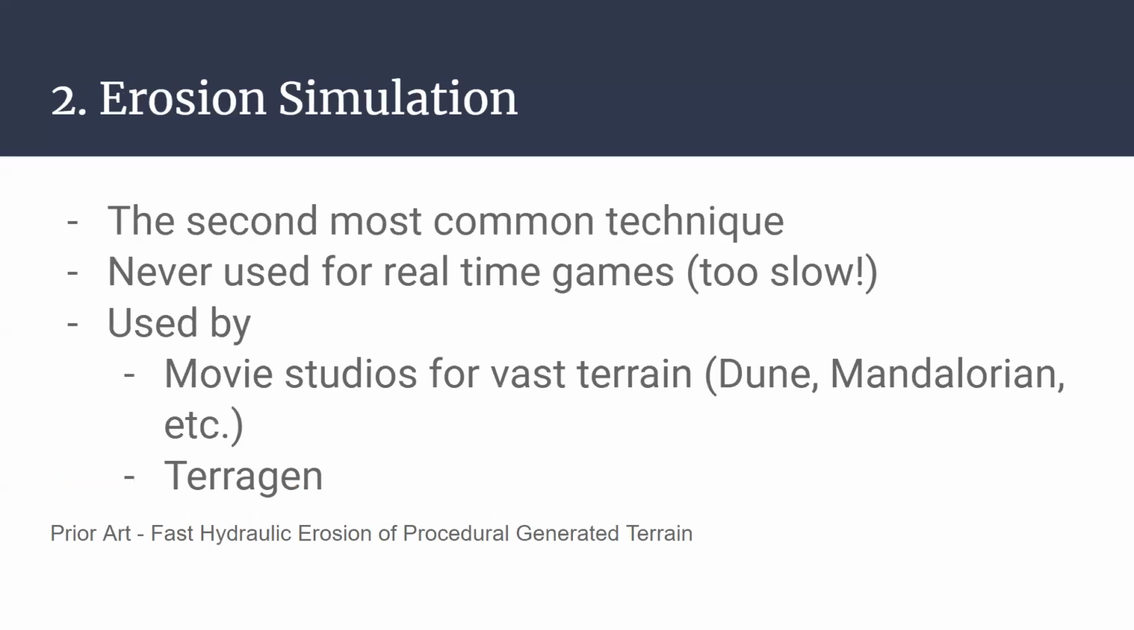The second technique that's used, and this is more for movie production, is erosion simulation. Generally they start off with a base of noise terrain, and then they run 10,000 years of erosion simulation on it, and eventually it starts looking really good. The problem is that it is way too slow for real-time games. If you've seen Dune, The Mandalorian, everything like that, this is the technique they use. The industry standard is called TerraGen. It's software for doing that, and it allows you to control some parameters. But at the end of the day, it still is just noise generation, with another layer on top to make it at least somewhat physically based.